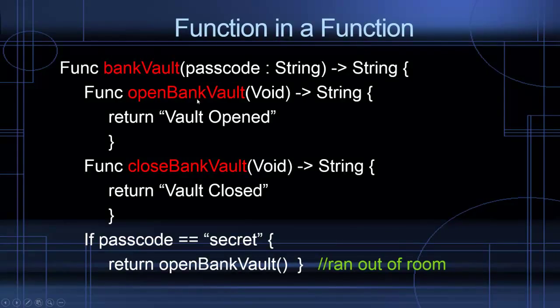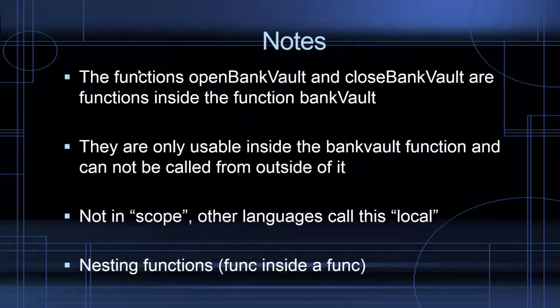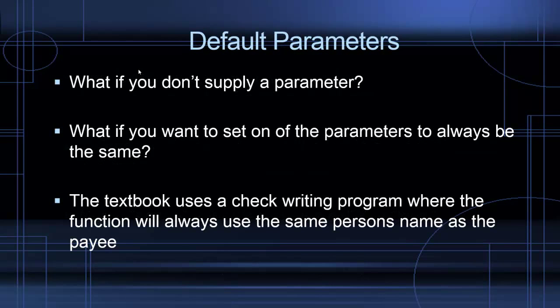So these two functions are created and declared inside bankVault, so they're only available inside bankVault. Anywhere outside the program, they're not accessible. So make sure you're aware of that. If you ever put a function inside a function, that function can only be used inside the main function. We typically refer to a function inside of functions as nesting functions. We have nested loops, we have nested functions, you get the idea.